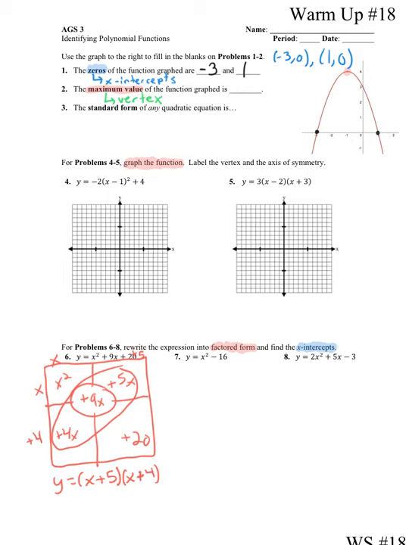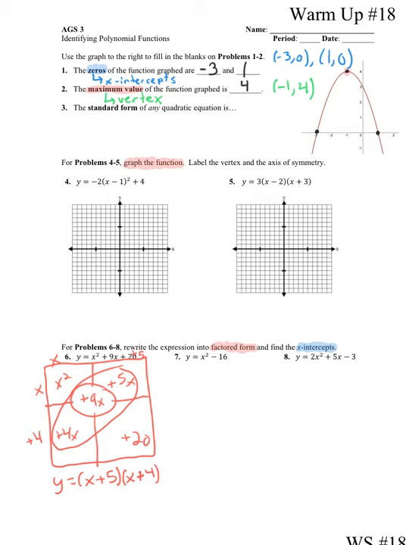Finding the maximum value, that's where we're looking for the top of this parabola, and the y value happens to be 4. And if we were looking for the vertex instead, we would say it's (-1, 4). So the vertex is the ordered pair that makes up the actual vertex. The maximum value would be the y value of the vertex. At y equals 4, that's where we're hitting the maximum value.